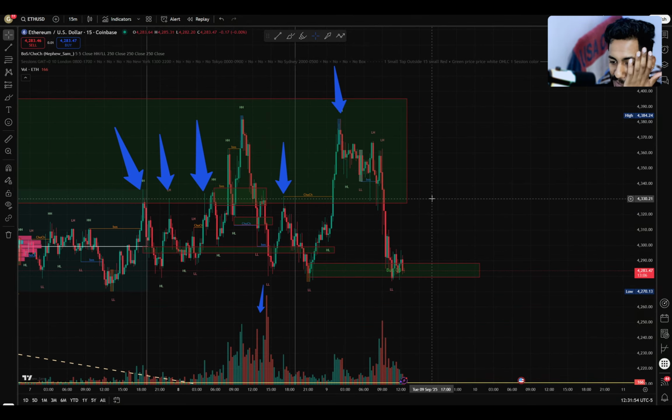We can take a trade till here. It would be a good trade for a long position, starting from here to this level. Stop loss would be this. If it breaks and closes above this order block, then we can think about it, because that would be a scalping short trade.